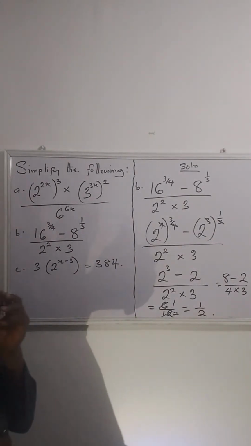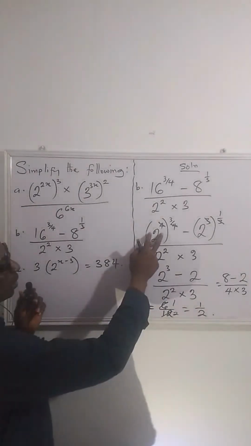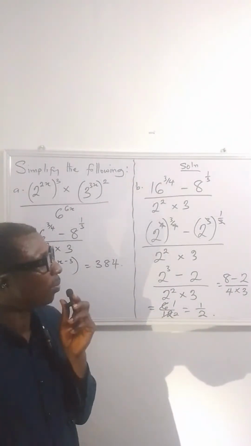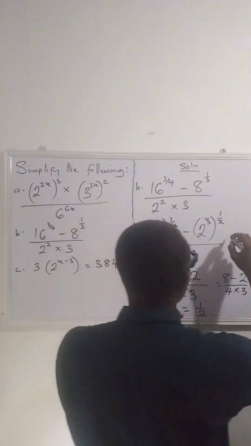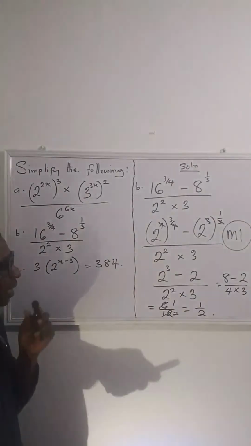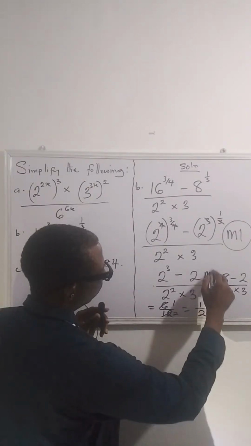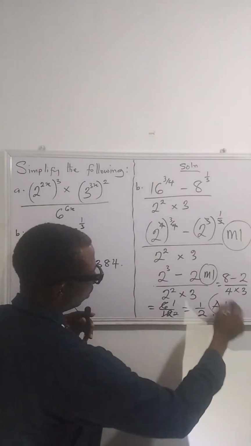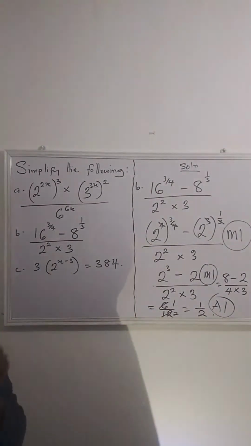So how do we award marks to this? You have expressed this in index form and you have also applied a law of indices, so you have M1 for this. For simplifying it down to this level, there is another method mark, M1, and for getting this answer we have A1. So that is 3 marks for that question.